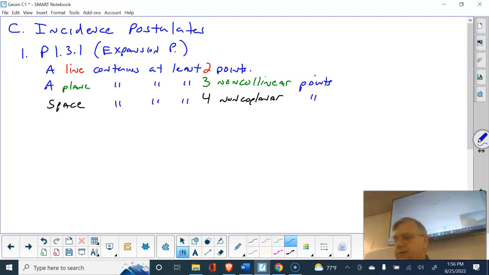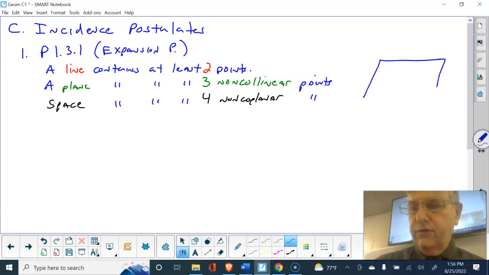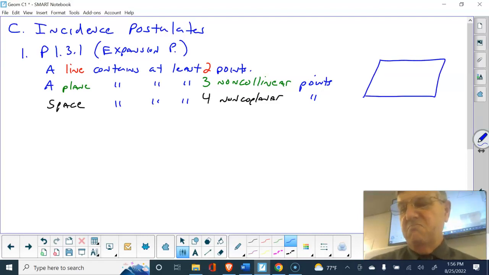And that is the incidence postulate. So if you've got a little bit of room here off to the side, give yourself a little plane. Let's call it plane Q. Remember, we can name a plane with a lowercase letter.